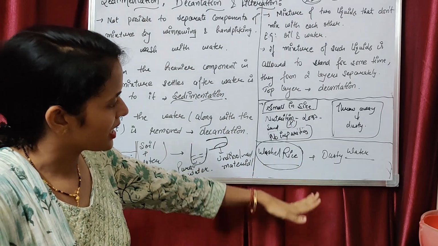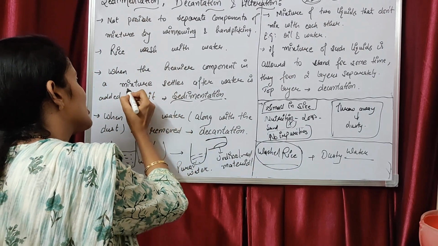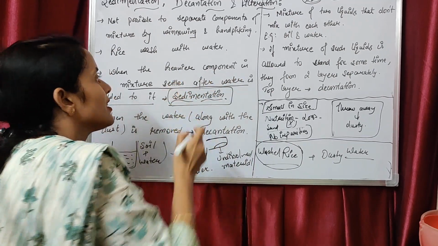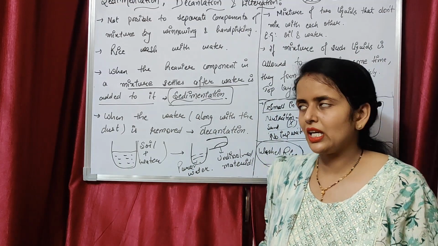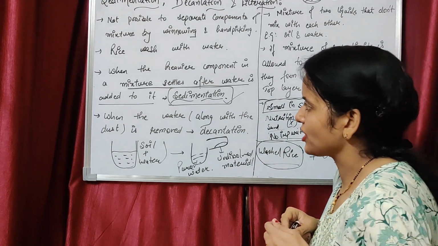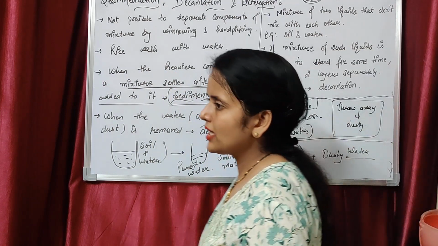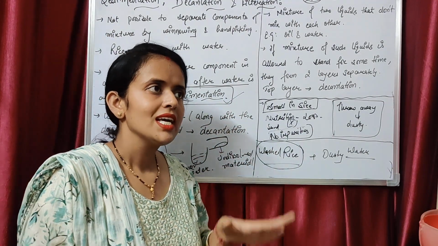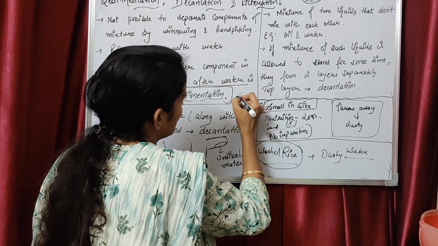So rice settles down in the container and water comes upside. So when the heavier component in a mixture settles after water is added to it, this process is known as sedimentation. The heavier component settles down in the container.